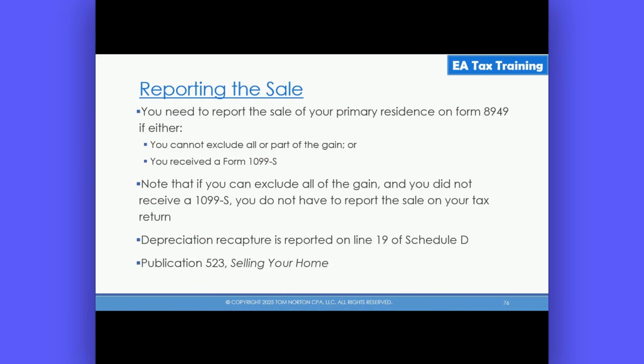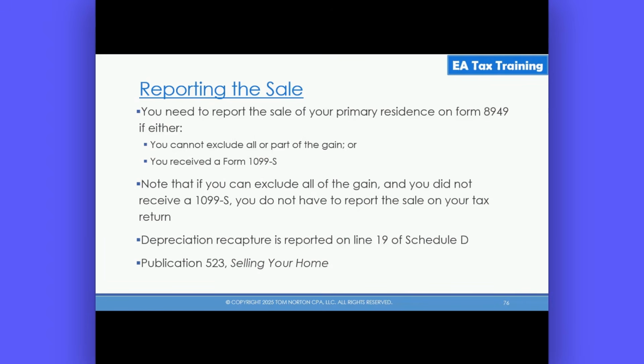Reporting the sale of a primary residence. You need to report the sale on your tax return on a Form 8949 if either you cannot exclude all or part of the gain, or you received a Form 1099-S. A 1099-S is going to come from the title company or whoever did the closing on the sale of the property. So we'll just say the title company.